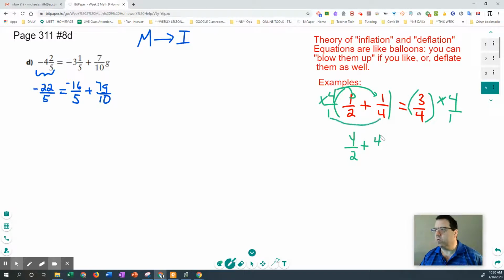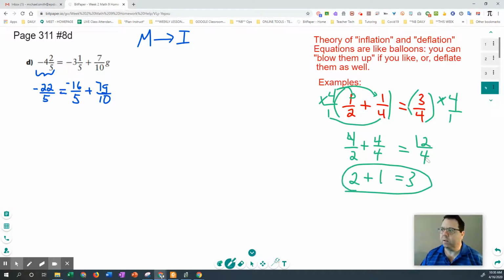And 1 times 4 is 4. Okay, this is a 4. All right. Remember when you multiply fractions, you're just multiplying straight across, right? 4 times 3 is 12. 4 times 1 is 4. Now look, what happens when I reduce? 4 over 2 is the same as 2. 4 over 4 is 1. And 12 over 4 is 3. Look what I have. My famous 2 plus 1 is equal to 3.